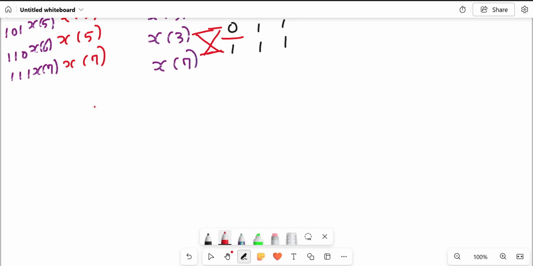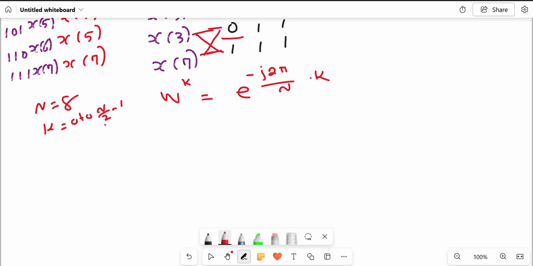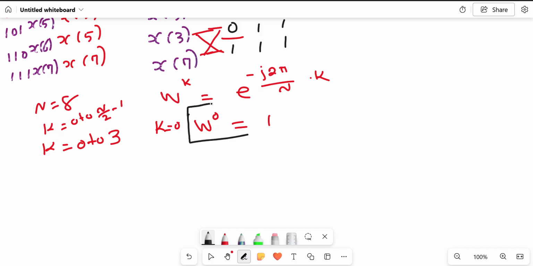Before that, the twiddle factors: W_N^k is equal to e power minus j 2 pi by N into k. N is equal to 8. So k is equal to 0 to N by 2 minus 1, so k equal to 0 to 3. So when k equal to 0, W^0 will be 1. Okay, W^0 is 1.